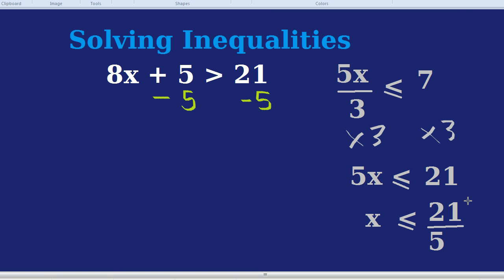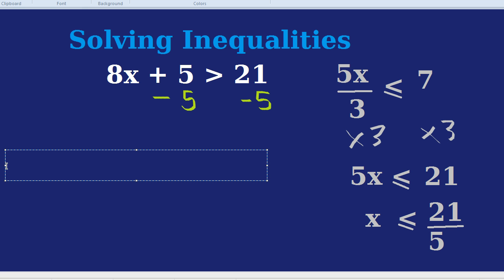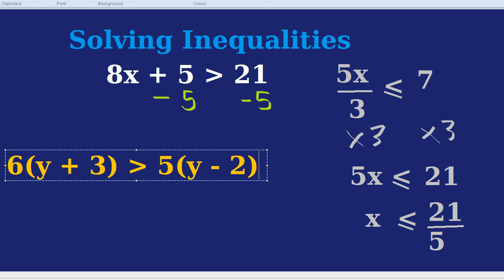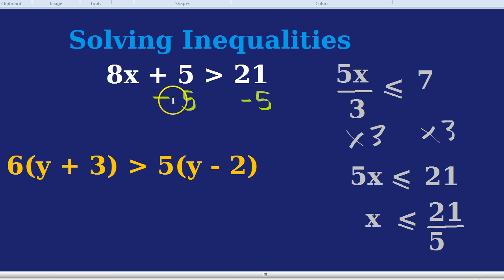Let's solve one more inequality while we're at it. How about one with symbols on both sides? For example, 6(y + 3) is greater than, let's say, 5(y - 2). Okay, here's our inequality with symbols on both sides.